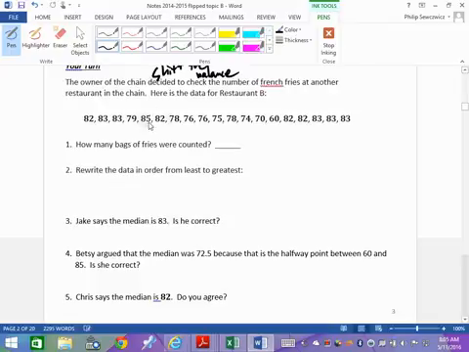The owner of the chain decided to check the number of French fries at another restaurant in the chain. It's kind of like they don't really trust the restaurant a little bit. So here's the restaurant. How many bags of fries were counted?